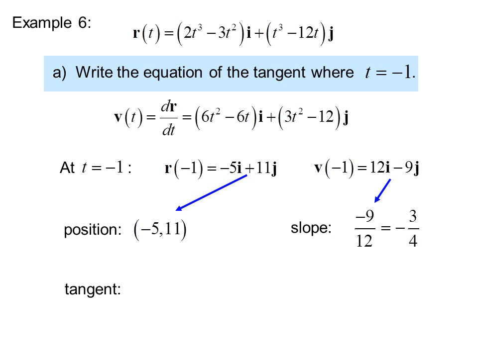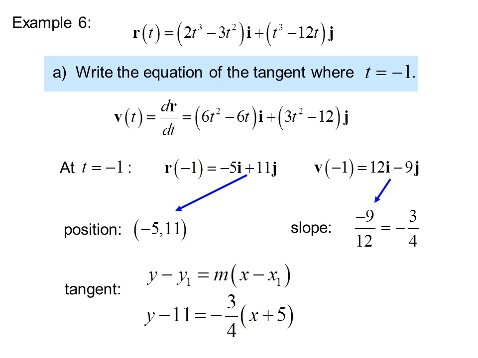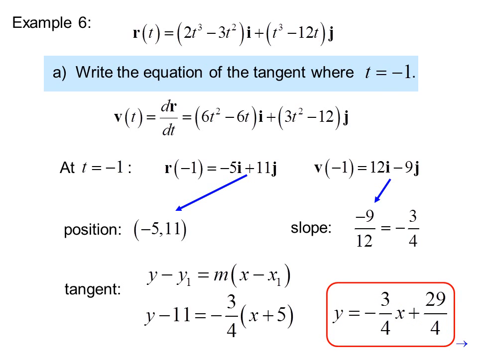The tangent then, using y minus y1 equals m times x minus x1, or the point slope formula, is y minus 11 equals -3/4 times x plus 5, or y equals -3/4 x plus 29/4.